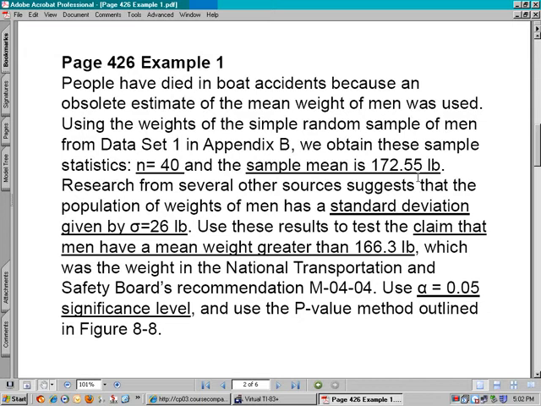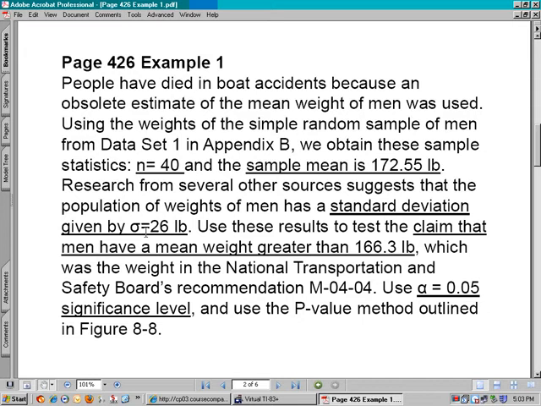Now, research from several other sources suggests that the population of weights of men has a standard deviation given by sigma equals 26 pounds. Notice it says the population of weights of men has a standard deviation. Also, it gives us sigma. This tells us that we're dealing with a population standard deviation. That should remind us that we want to try to use Z in this problem. It does not tell us it's normally distributed, but it does tell us that n is greater than 30, so we can continue with the problem.